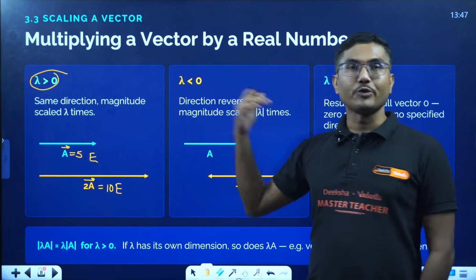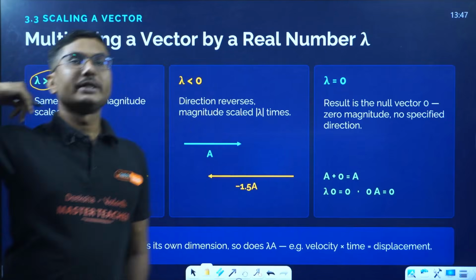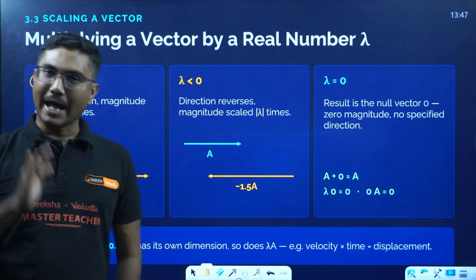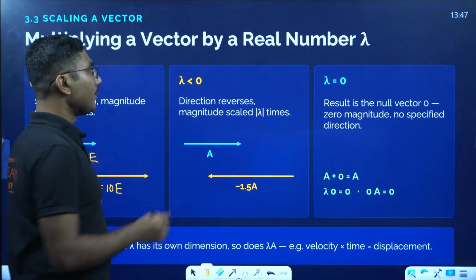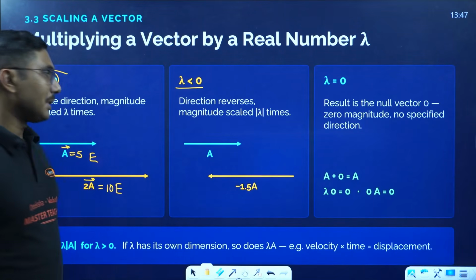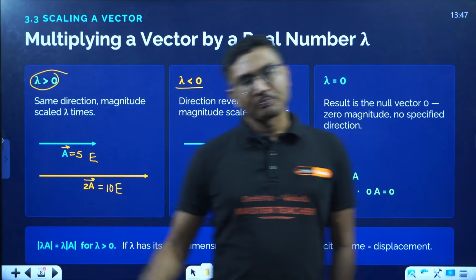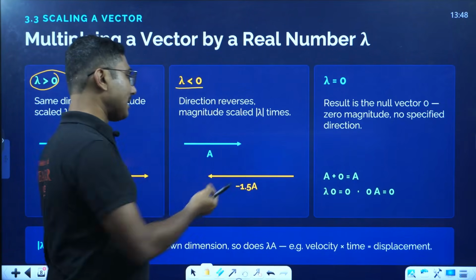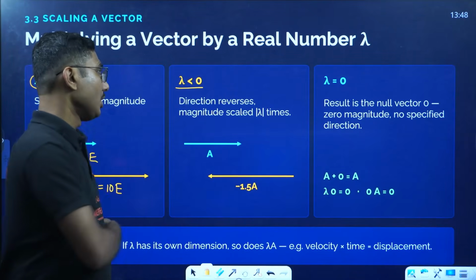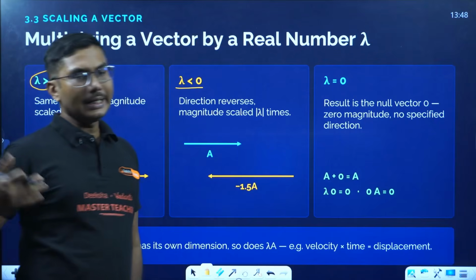So here also 2 into 5 is 10, and if the value is greater than 0, then the direction of the vector will be along the same direction as it was before. If you multiply with a negative number, the magnitude increases by the factor of the multiplier, but the direction is opposite. Direction reverses, magnitude scaled by lambda times.